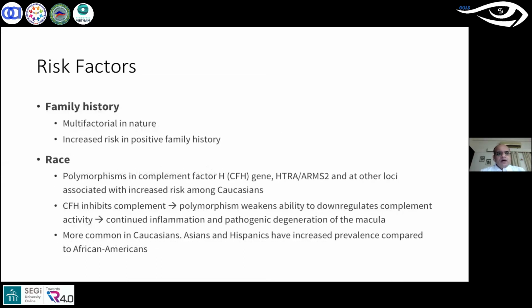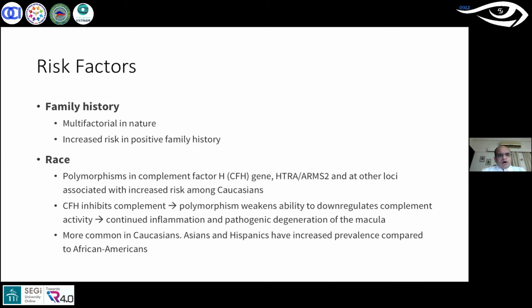There is some family history, so it is multifactorial in nature, but a positive family history does confer increased risk of the patient developing macular degeneration. In terms of race, the polymorphisms in the complement factor H gene are associated with an increased risk among Caucasians. Complement factor H inhibits complement, and the polymorphism weakens the ability to downregulate the complement activity. As a result, with continued activation of the complement, there's continued inflammation and pathogenic degeneration of the macula.